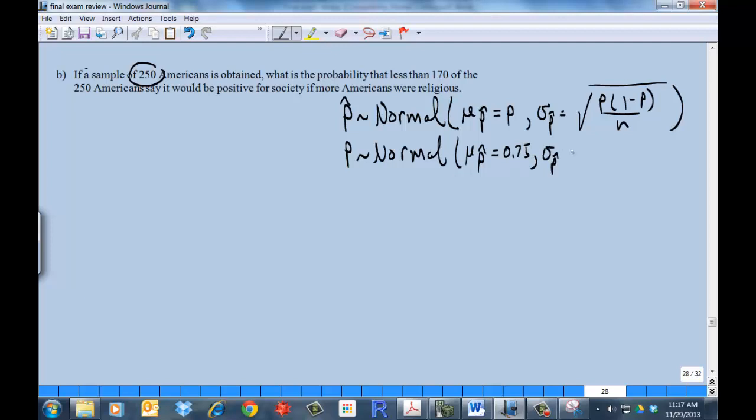Sigma p hat, however, is going to be different. It's going to be the same, 0.75 times 1 minus 0.75, all the way up until this point. N is what's changing. So N, instead of 100, is going to be 250 this time. Okay? And that's the only difference.